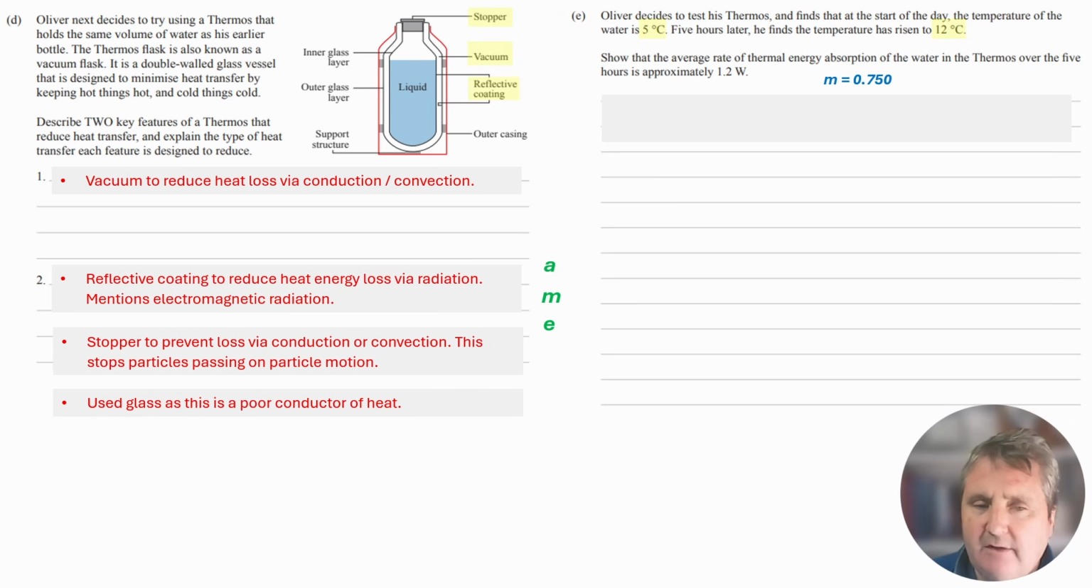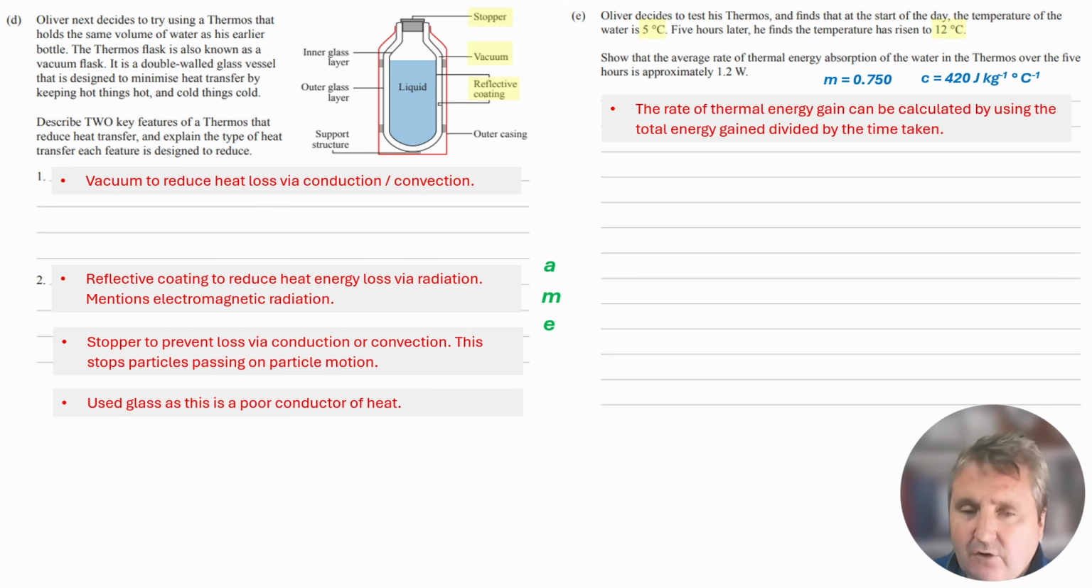We remember that he said that this thermos holds the same amount of liquid, so its mass is 0.750, and we also know the heat capacity of water from the previous page from our table is 420 joules per kilogram per degree Celsius. So the rate of thermal energy gain can be calculated by using the total energy gain divided by the time taken. What does that mean? That means the rate, the work, equals energy over time. But anyway, in order to do that, the first thing we need to do is find out what the change in temperature is, and that is 7 degrees.